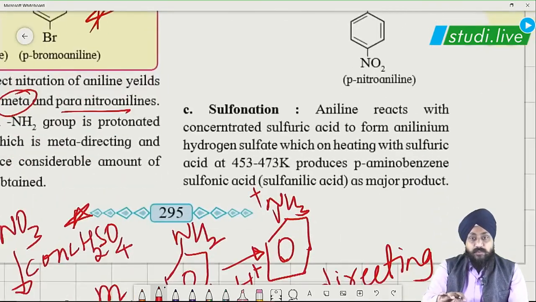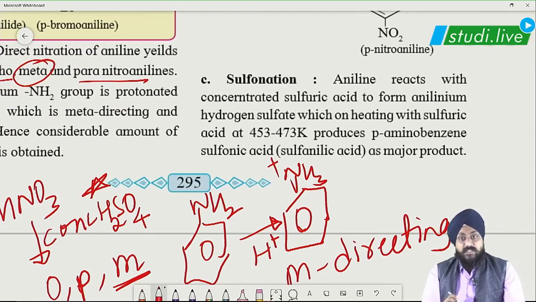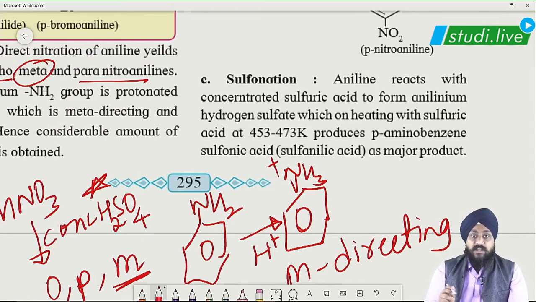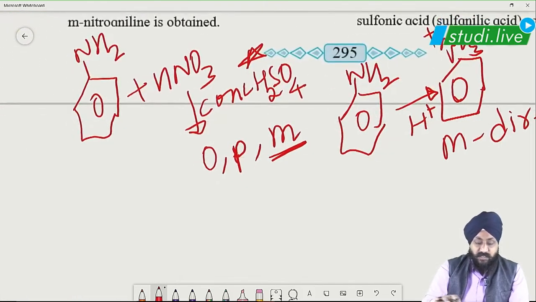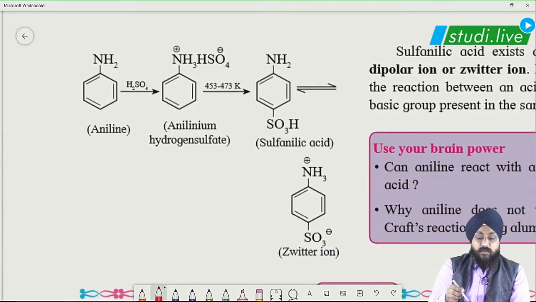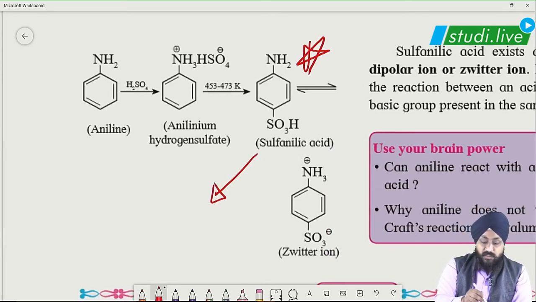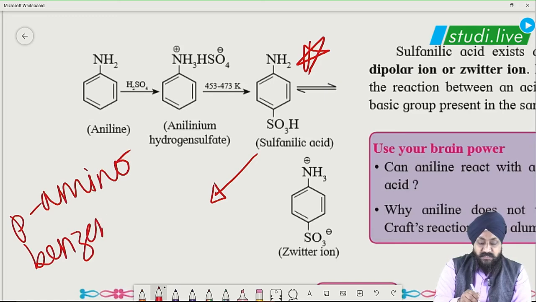Yes students, now the another reaction which I am talking about is the sulfonation reaction. Here aniline is reacting with concentrated sulfuric acid to give you anilinium hydrogen sulfate. When you heat it, you will get sulfanilic acid, which is also known as para-amino benzene sulfonic acid.